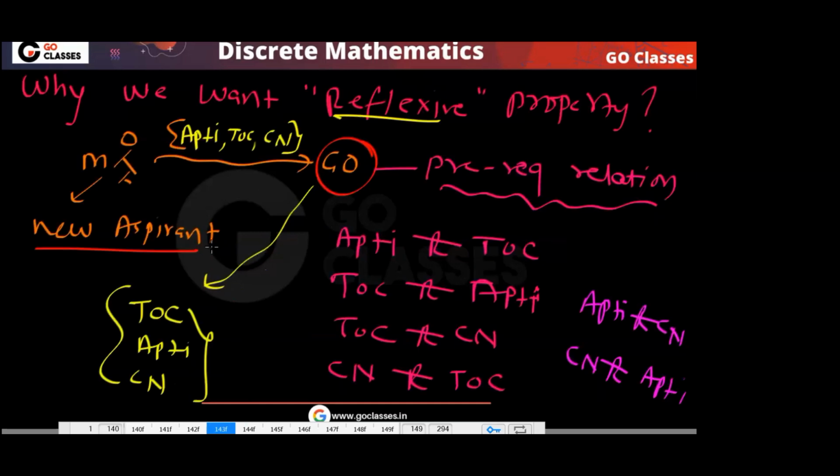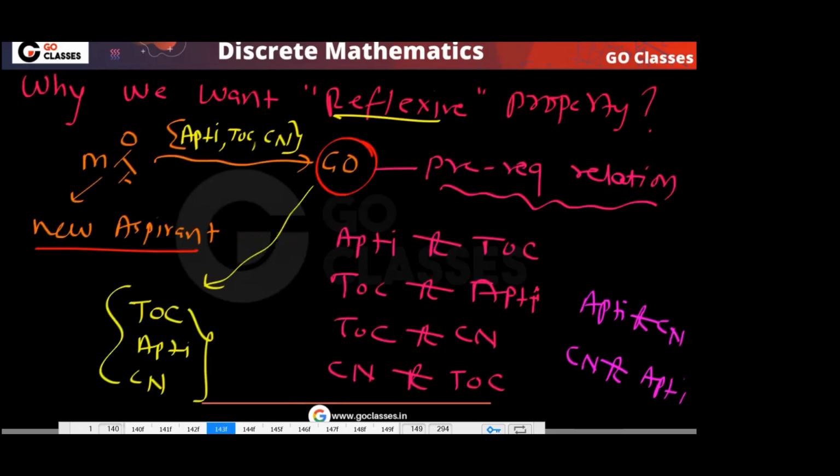But with this reflexive property, at least you can study the subjects in any order you want. The point is simple, that you have this set, and this set is an unordered collection. Sometimes, if you don't have the reflexive property, there is a problem: in this type of situation, this set itself will be gone. So that is the reason this reflexive property is desirable.